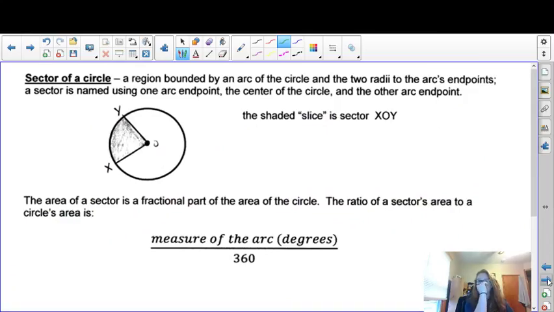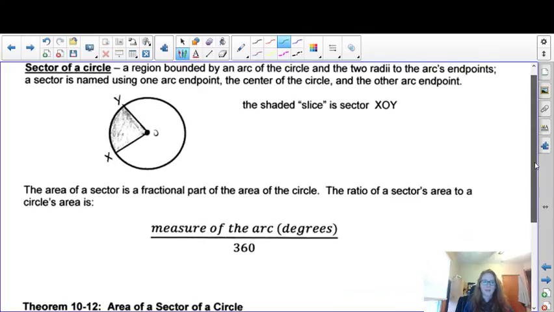Next, we're going to talk about the area of a sector. Just a general terminology definition here. A sector is a region bounded by the arc of a circle and 2 radii. So if you notice, my sector here is sector X, Y, O, or X, O, Y, either. It doesn't matter.